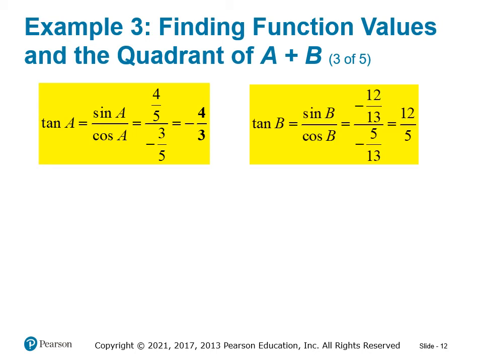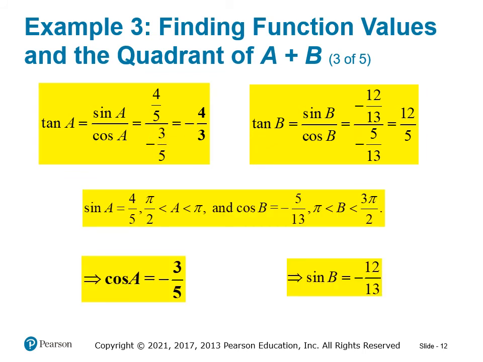We can do this similarly with the tangent of B using the sine of B over the cosine of B. I'm not going to walk through all of these details. Remember, this is a division problem, so this is 4/5 divided by -3/5, which is the same thing as 4/5 times the reciprocal of the denominator, -5/3. And then we can see the 5's cancel out.